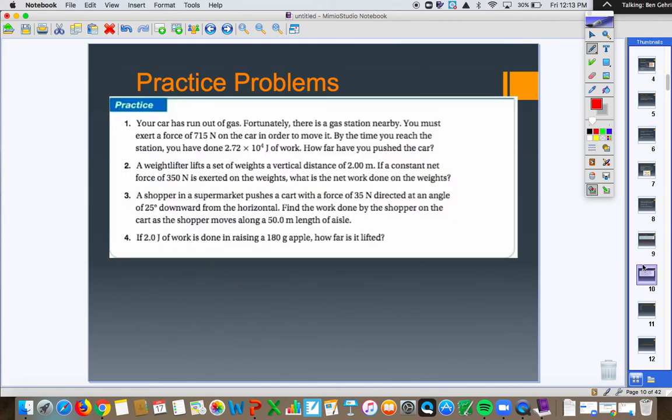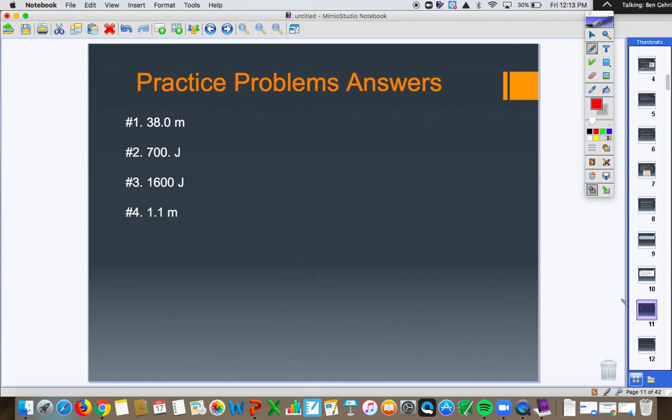Here are some problems for you to try on your own. I would advise you to pause this screen right now, because I'm going to give you the answers on the next one. So hit the pause button, work through these, and then you can check yourself as soon as you hit play again. These are the answers to the previous questions, and this is where we're going to stop our discussion on work at this point. If you have questions, please let me know. Otherwise, I will see you as we continue our discussion on work, energy, and power.